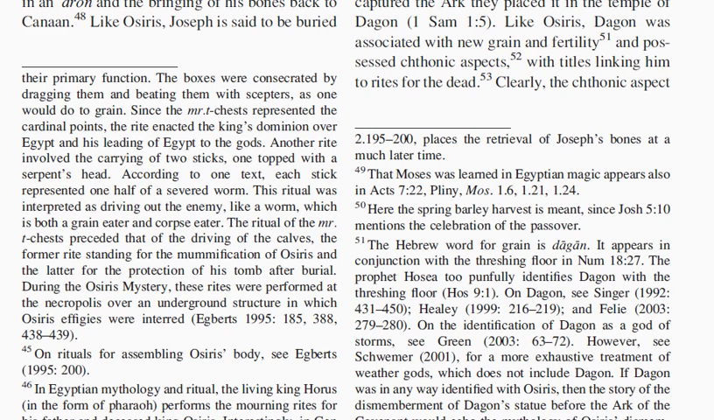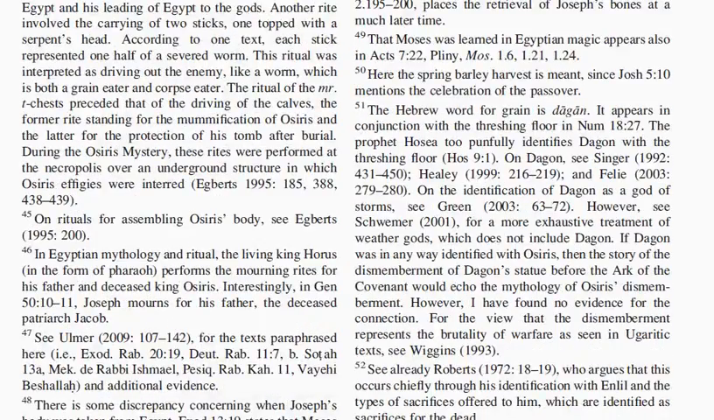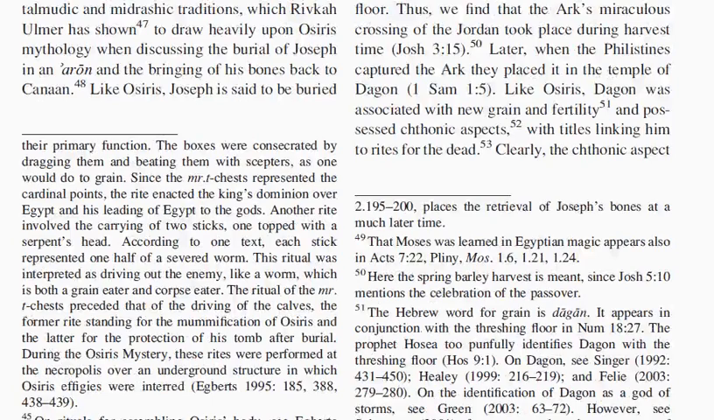On the identification of Dagon as a god of storms, see Green 2003, pages 63 to 72. However, see Shermer 2001 for a more exhaustive treatment of weather gods, which does not include Dagon. If Dagon was in any way identified with Osiris, then the story of the dismemberment of Dagon's statue before the Ark of the Covenant would echo the mythology of Osiris' dismemberment. However, I have found no evidence for the connection, for the view that the dismemberment represents the brutality of warfare as seen in Ugaritic text. See Wiggins 1993. End of footnote.